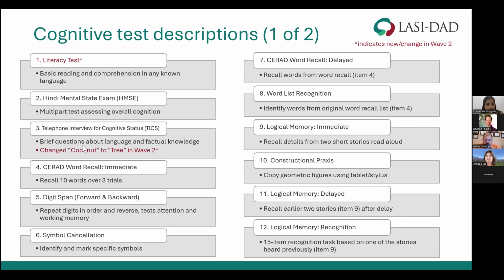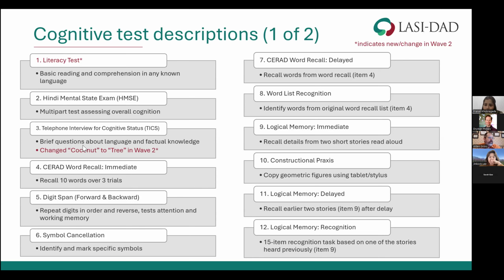Looking at all the cognitive tests, I will describe each one of them at length. Here is the literacy test. This was added in wave 2. It is designed to better measure literacy. The respondents were asked to read a story aloud in any known language and answer a series of questions to assess their comprehension. Then we have the Hindi Mental State Examination, which is a multi-part tool evaluating overall cognitive functioning, including memory, language, and orientation. Then we have the Telephonic Interview for Cognitive Status. This is a brief set of questions designed to assess language ability and factual knowledge.